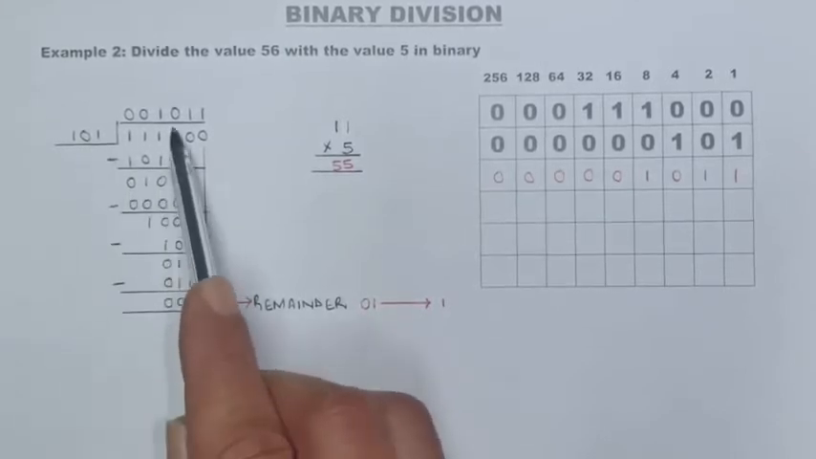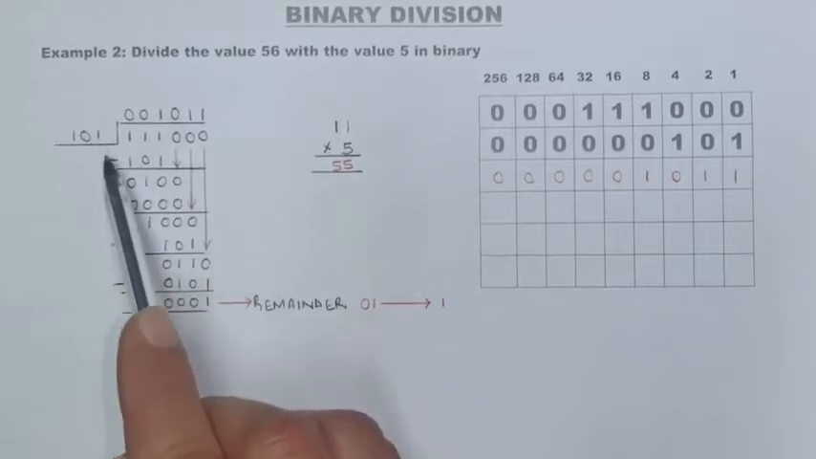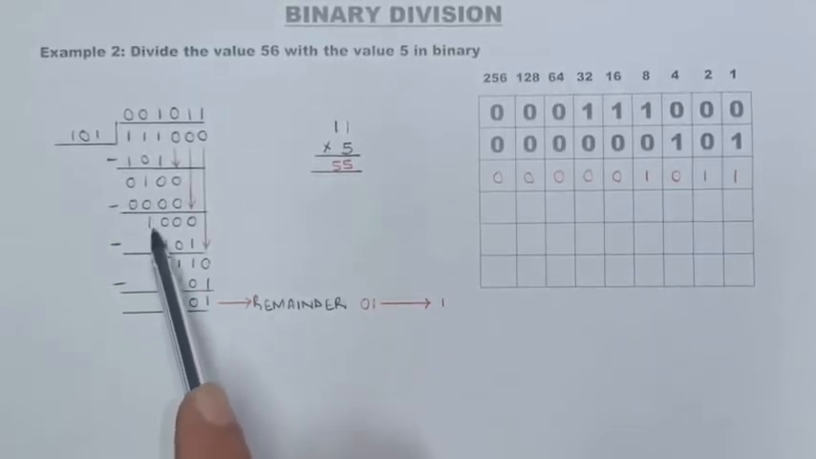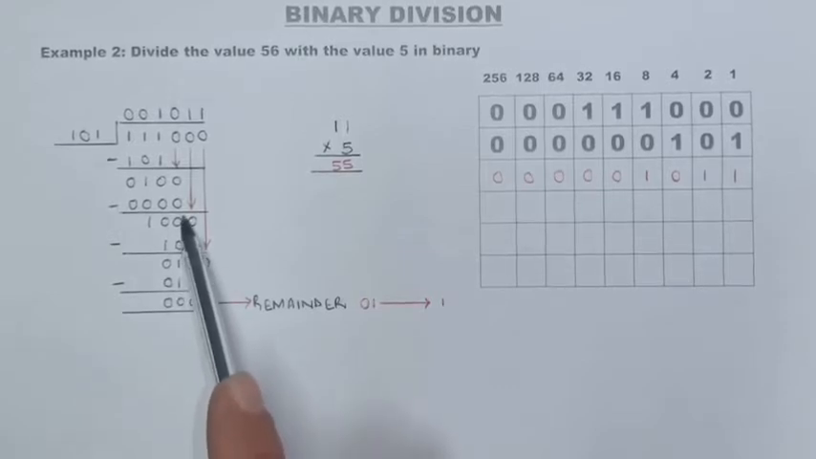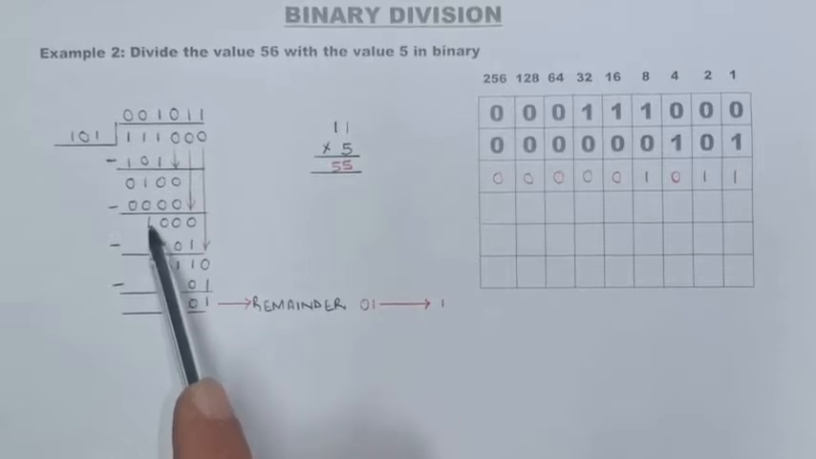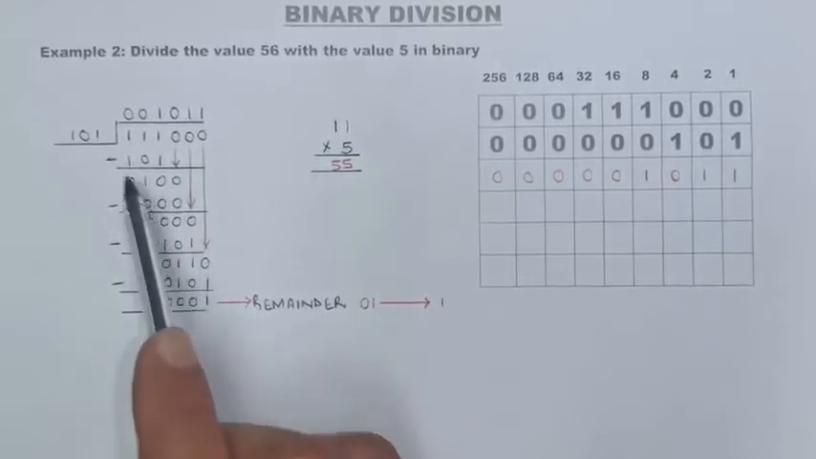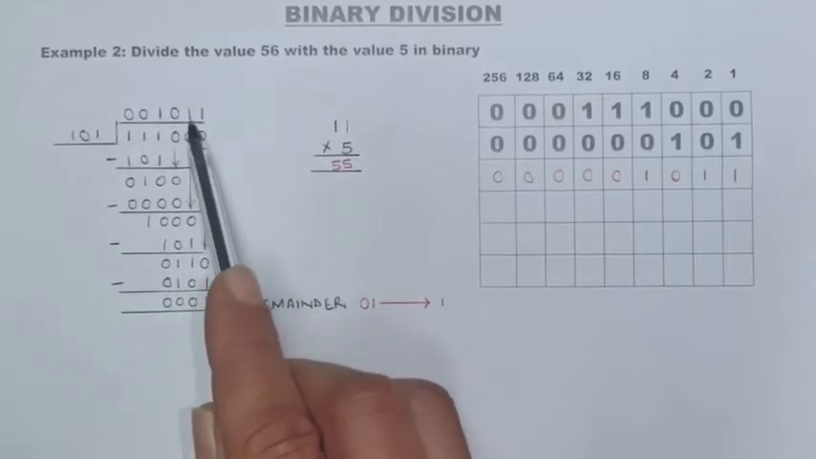5 goes into 4 0 times. 0 times 5 is going to give me 0, and 4 minus 0 is going to give me 4. I bring down the next digit, which is 0. The number changes to 1000, which is 8. 5 goes into 8 once.